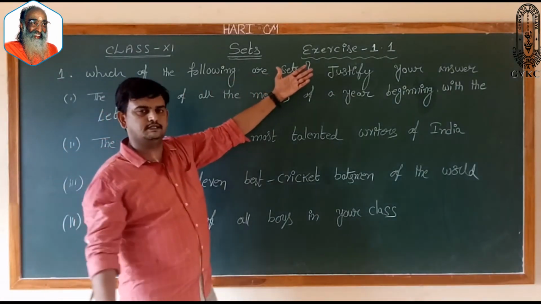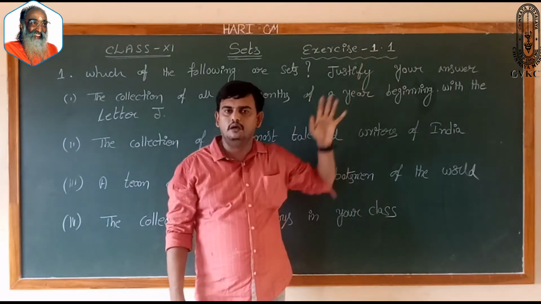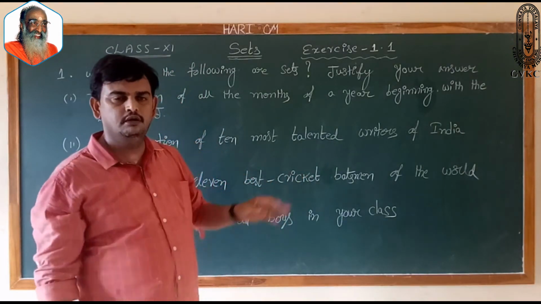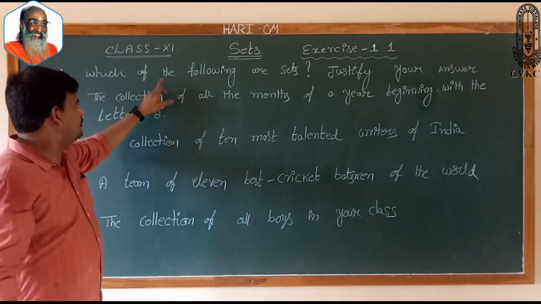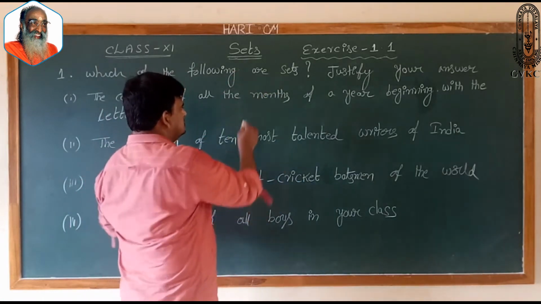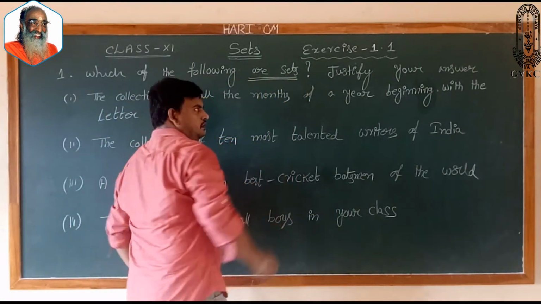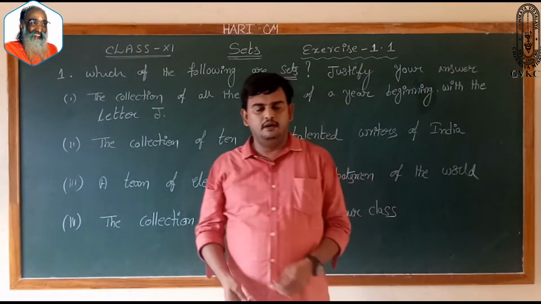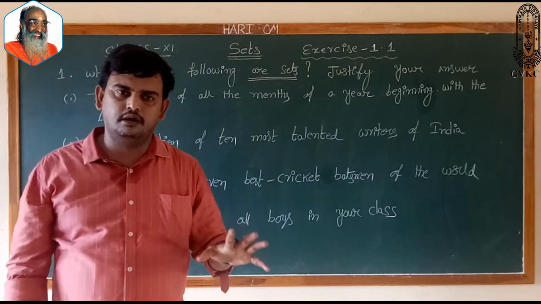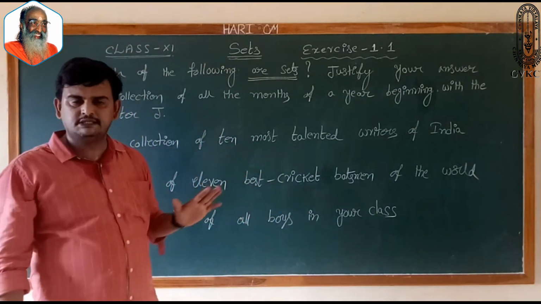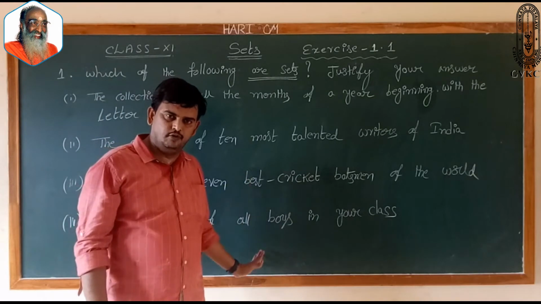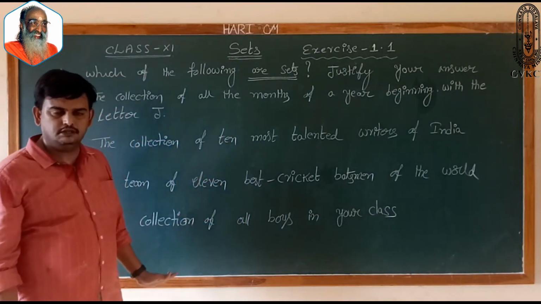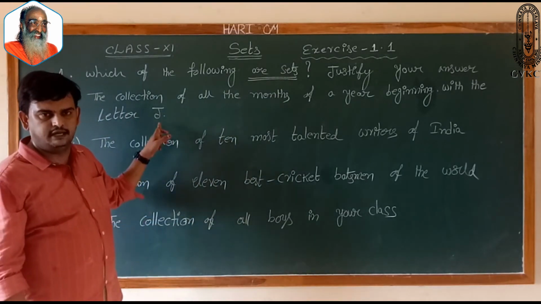Here we have exercise 1.1. In this, we have a total of 6 Romans. Individually, we discuss one Roman. The first Roman: which of the following are sets? Justify your answer. Under the first Roman, we have a total of 9 problems. 9 statements are given. We are discussing 4 statements. The rest 5 you can try. Now the first of the 4 statements is statement 1.